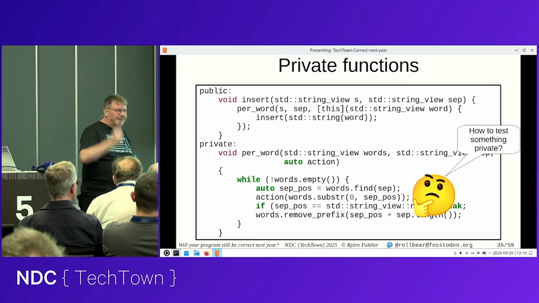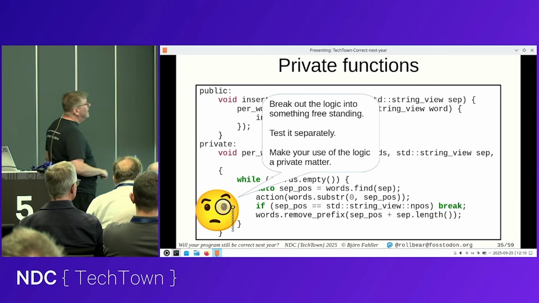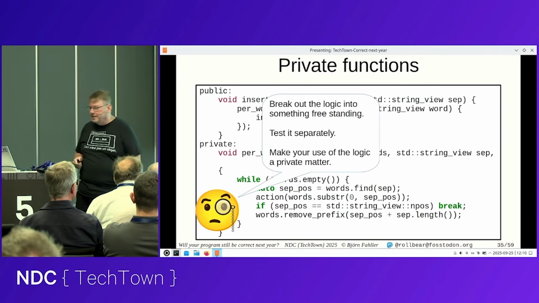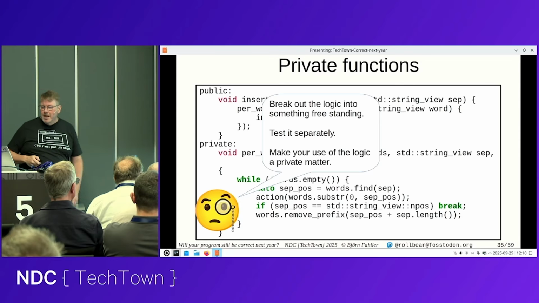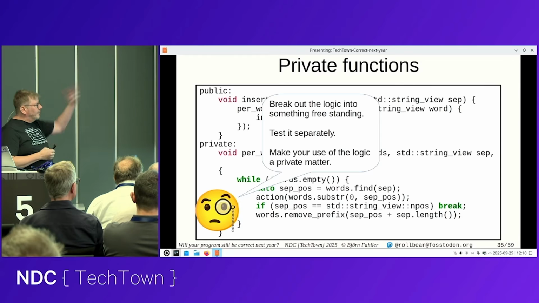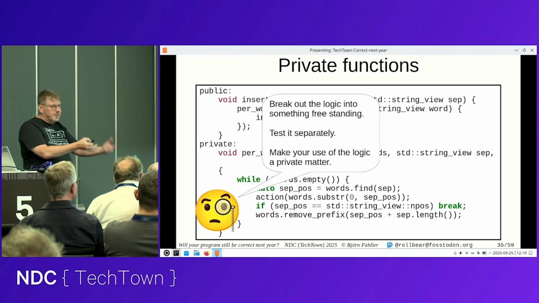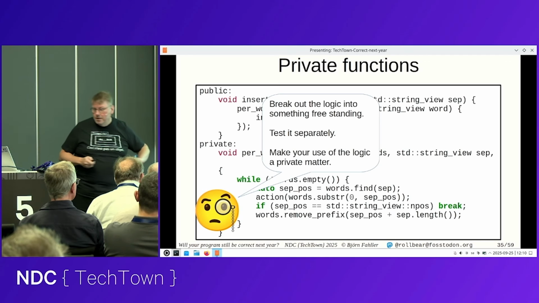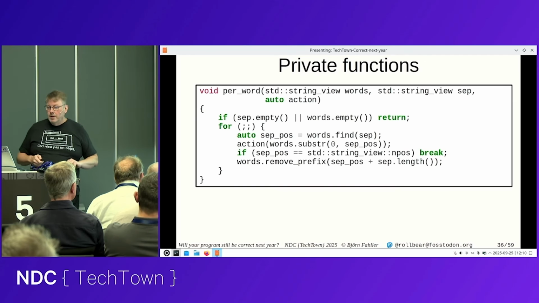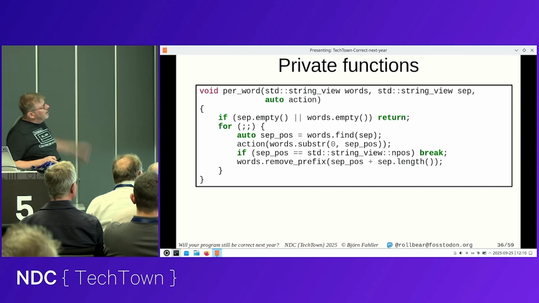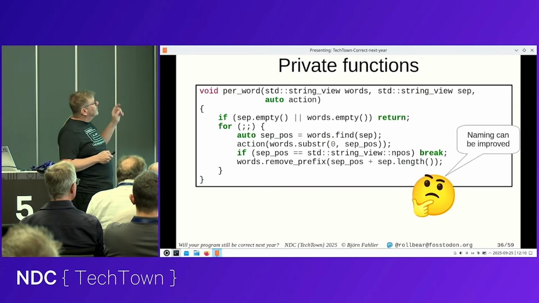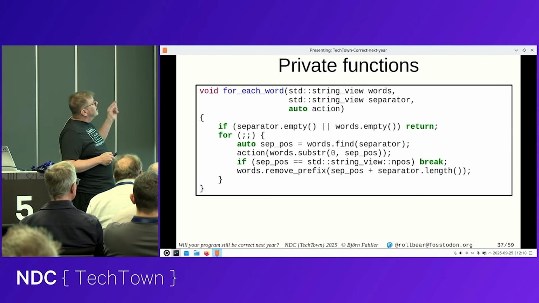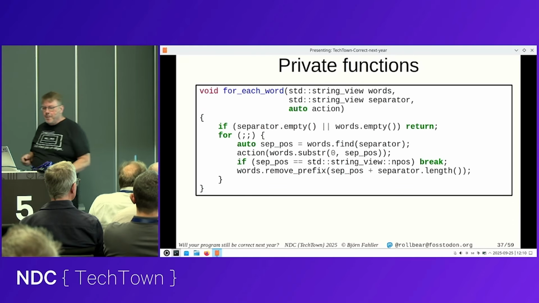But here's a trick, a really cunning trick. We don't. As the senior developer said, we don't. We break this logic out into something freestanding. We test it separately, and we make it a private matter that we use it. So yeah, freestanding per word. Actually, now that it's freestanding, maybe this name is not great. We can change that. For each word, that is a better name.